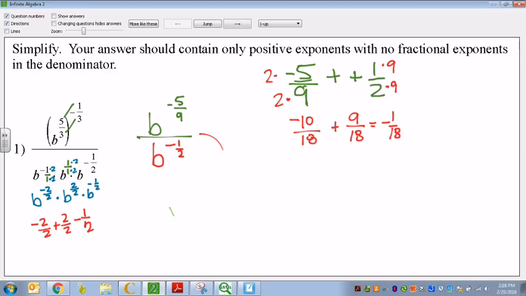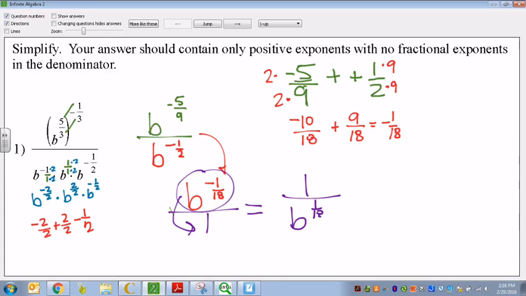All right, so if I combine that, it becomes b to the negative 1 over 18. But I can't, as the instructions say, have any negative exponents, so I need to put it over 1 and move this term down to the bottom, which is going to equal 1 over b to the 1/18th power.